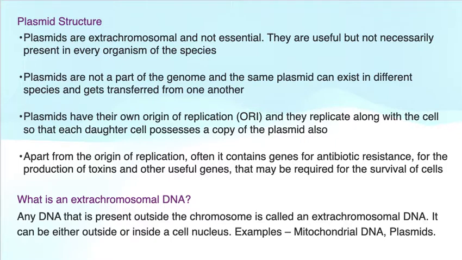So let us see the structure of a plasmid. Plasmids, as I said, are extrachromosomal but not essential. They are useful but not necessarily present in every organism of the species. Plasmids are not a part of the genome, and the same plasmid can exist in different species and get transferred from one to another. They have their own origin of replication, called ORI, and they can replicate along with the cell, so that each daughter cell possesses a copy of the plasmid also. Apart from the origin of replication, they often contain genes for antibiotic resistance, for the production of toxins, and other useful genes that may be required for the survival of cells.